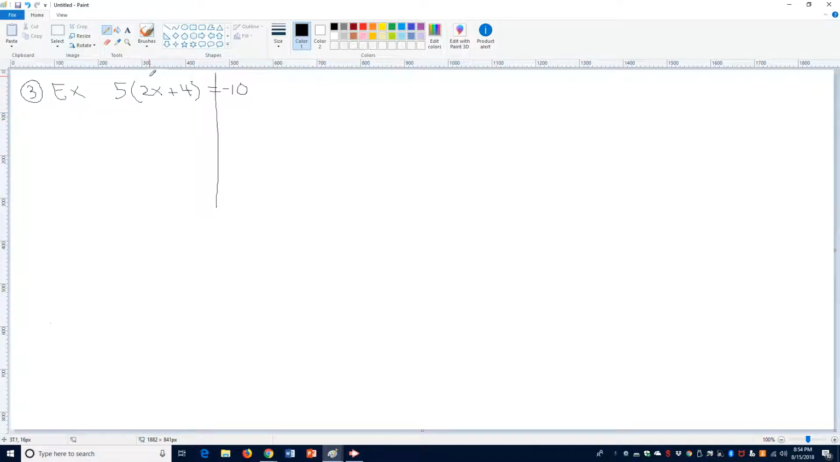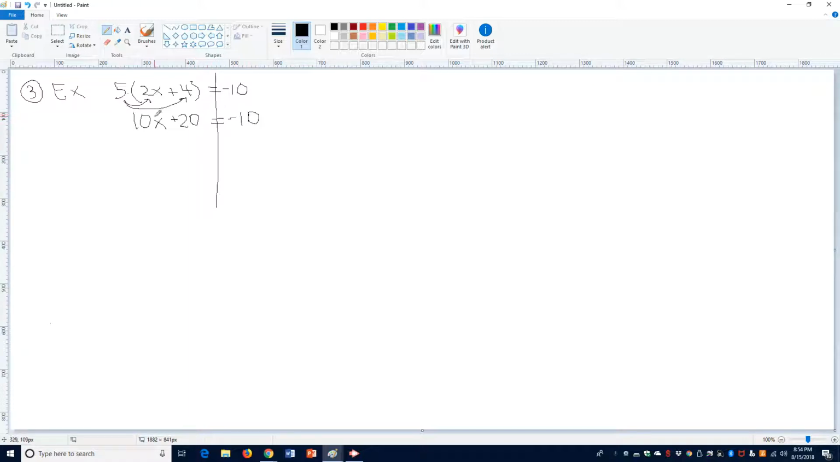So first thing, if you have a number right next to parentheses, it means multiply. It means you have 5 of everything inside. So that means you have 5 times 2x. So that's 5 times 2, which is 10. Therefore, you have 5 groups of 2, 10x's. And we also have 5 groups of positive 4. So 5 times 4 is positive 20. And then we have our equals. This is all equal to a negative 10.